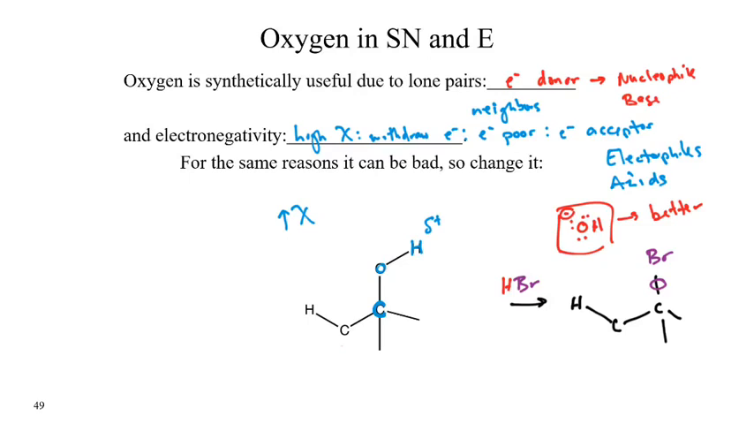The bromide can now come in, force the water off as a leaving group, and I now have my alkyl bromide. The chemistry of the alkyl bromide is now solely left with that carbon being my potential electrophile, which is really neat. So that can help simplify some of the reactions that we could get out of these.